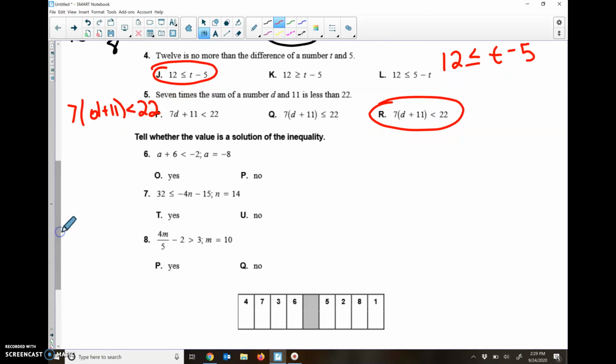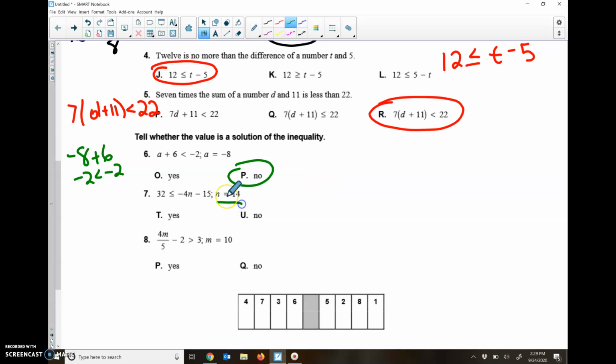And then here we got to plug it in and see if it is a solution or not. Let's just plug it in. So negative 8 plus 6 is negative 2. Negative 2 less than negative 2. That is not true. Not going to work.